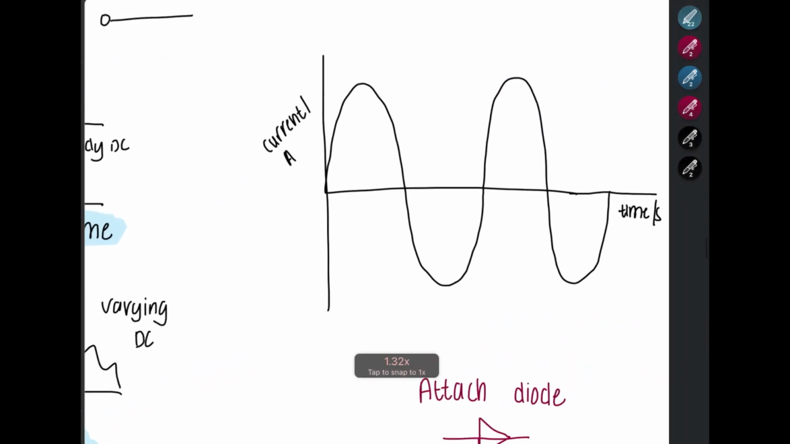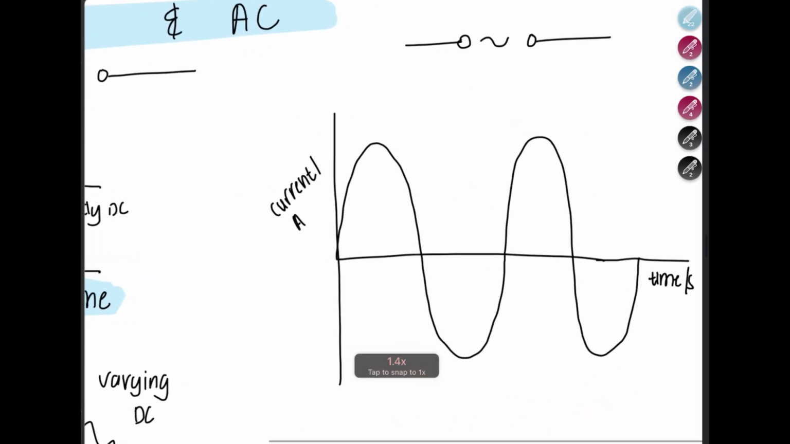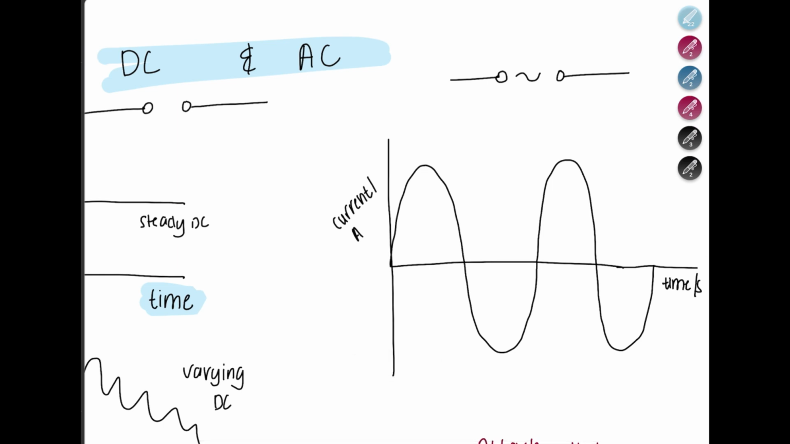On the other hand, we have something called an AC graph. The symbol for AC power supply is something like this. We have this in between. Now you can see the current varies between positive and negative. In one cycle, we have a positive and a negative. This is one cycle. And in another cycle, we have another positive and negative, and it's just repeated over and over.